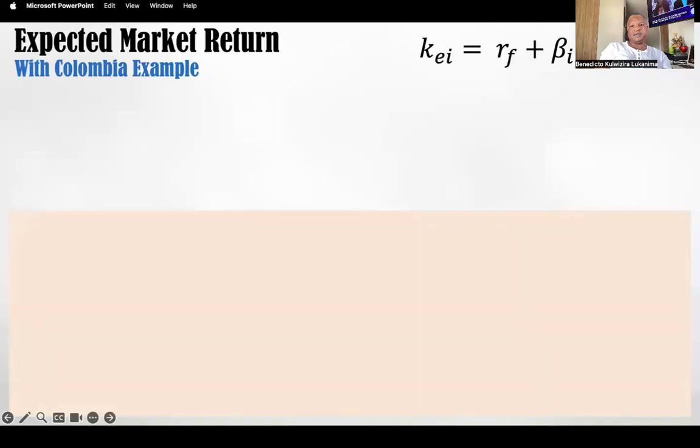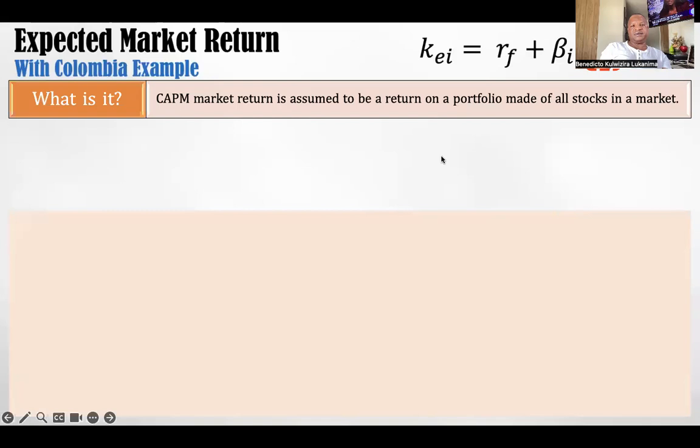What is next? The next is the expected market return. In our CAPM equation, we are referring to the expected market return, RM. What is it? We know it is the return that is assumed to be the return of the portfolio made of all stocks in the market. That is the CAPM's assumption.